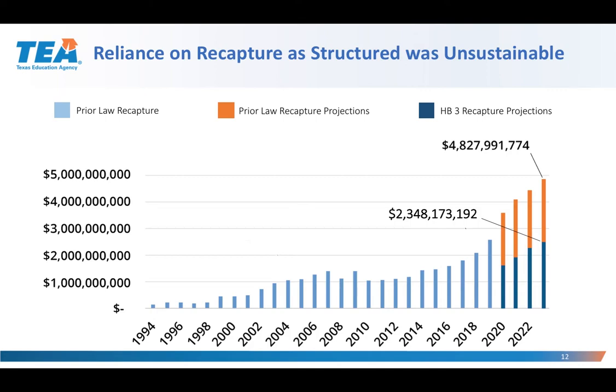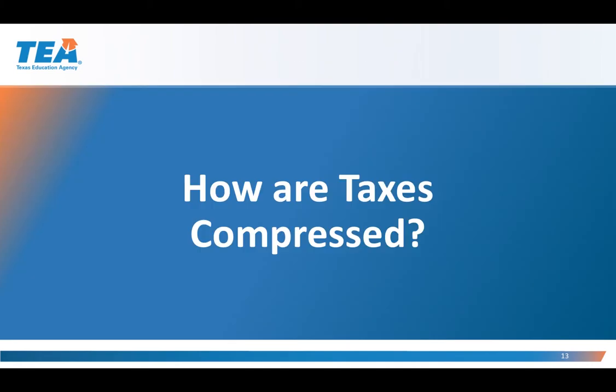legislature had not intervened. At the end of the chart there, you can see the orange portion is where recapture would have been estimated to be if HB3 had not passed, and then the blue part of the bar is post passage of HB3, when we're only anticipating recapture to be $2.3 billion in 2023. So on to how your tax rates are going to be compressed.